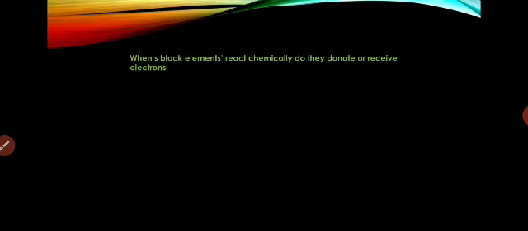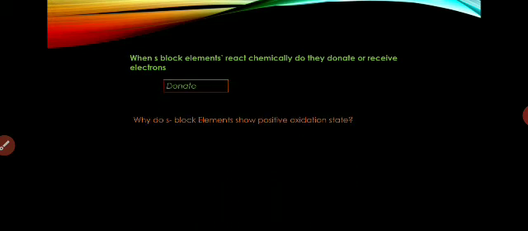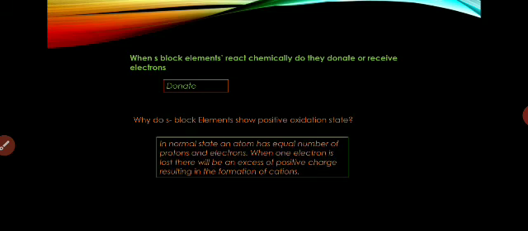So, when S block elements react chemically, do they donate or receive electrons? We know that they donate electrons. Why do S block elements show positive oxidation state? In the normal state, an atom has an equal number of protons and electrons. When one electron is lost, there will be an excess of positive charge resulting in the formation of a cation.